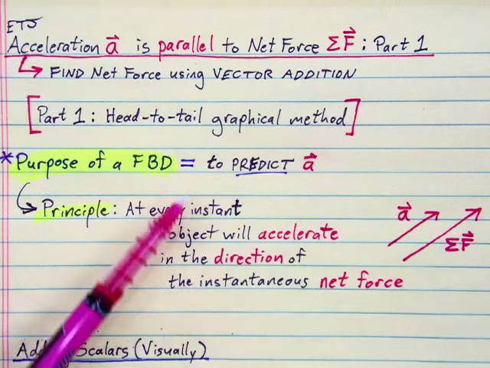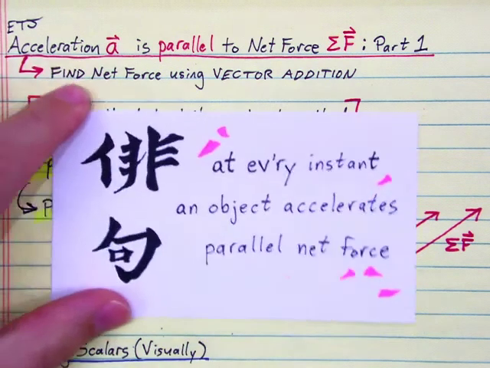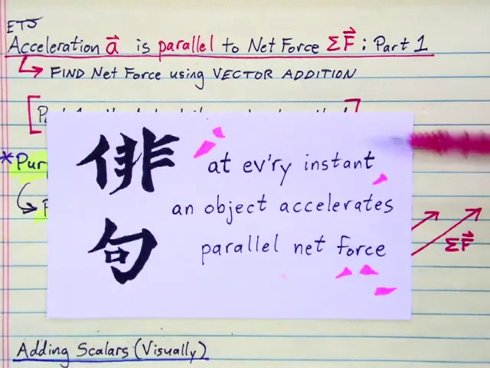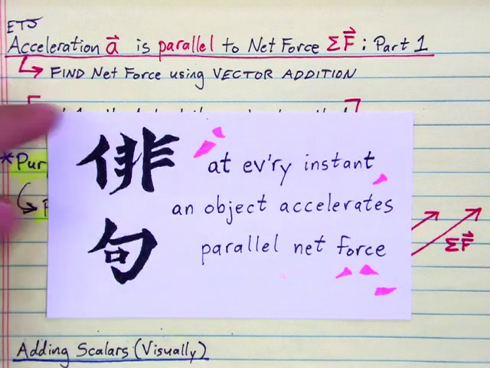This principle here is so important. I've actually discovered a representation of it in an ancient Japanese haiku from my studies of Shinto physics. Here it is: at every instant, an object accelerates, parallel net force. Actual ancient Japanese haiku.